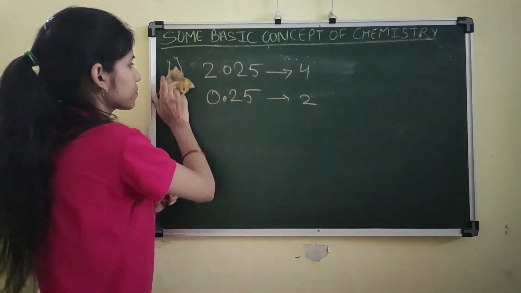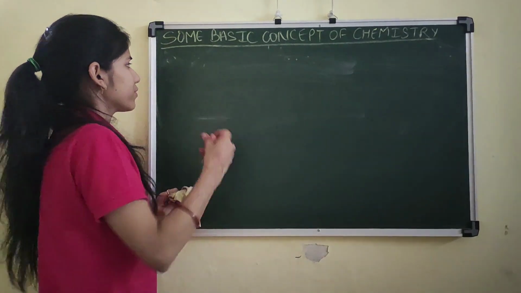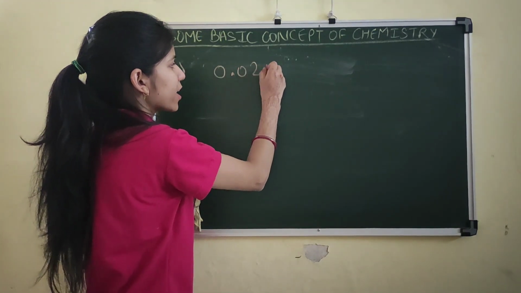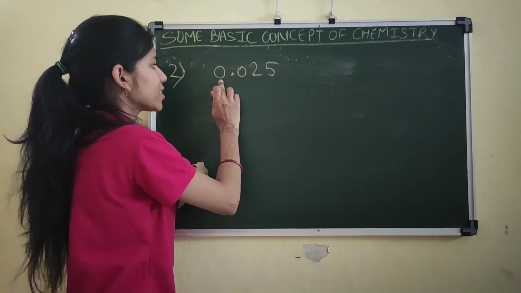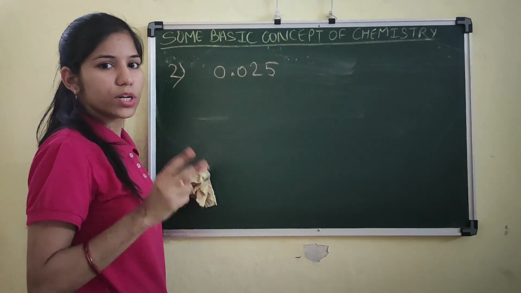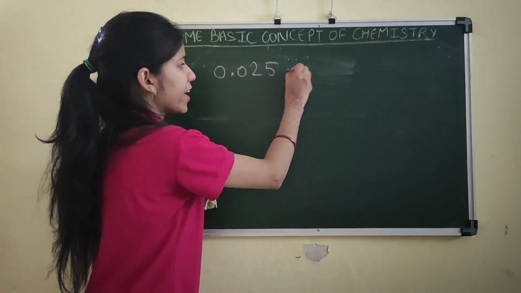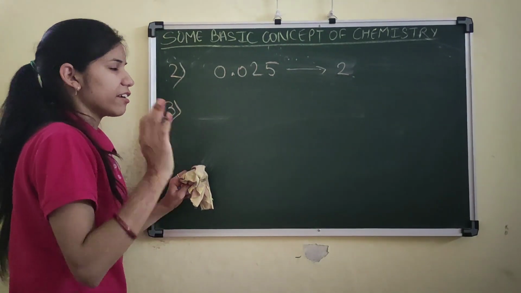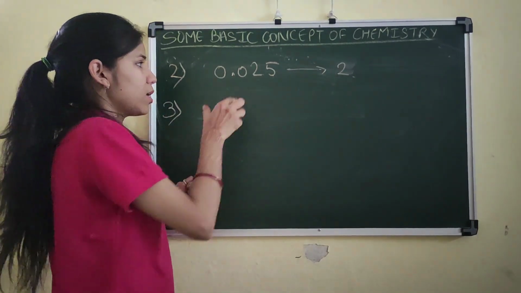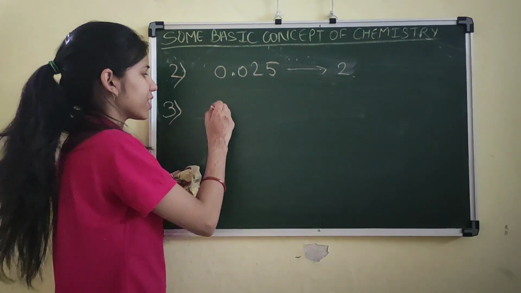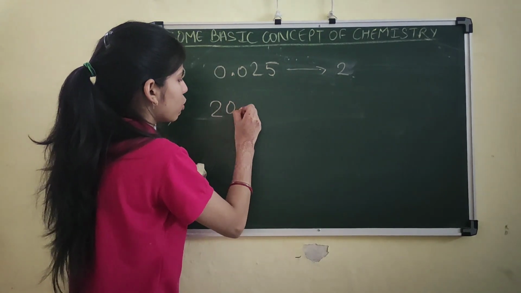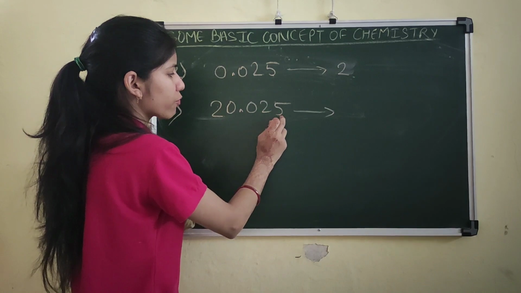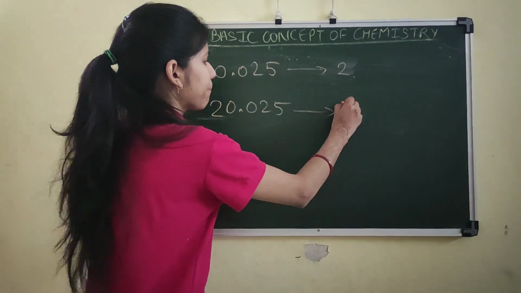And the next rule is, if the zeros are added at the front, these are not significant figures, like 0.025. There are only 2 significant figures, that are 2 and 5. And the third rule is, if there is a 0 present between the numbers, these are significant figures, like 0.2025. So there are 1, 2, 3, 4, 5 significant figures present.